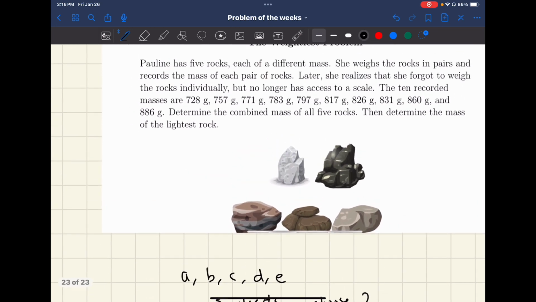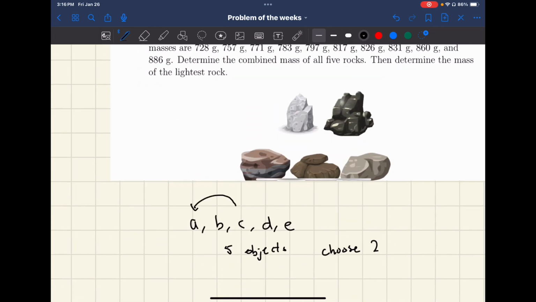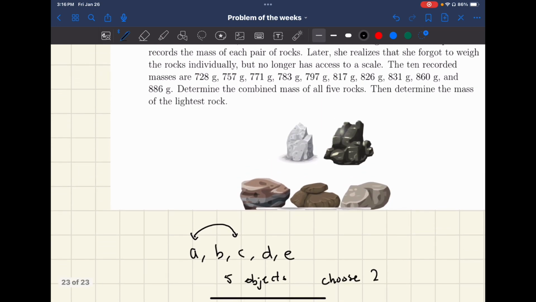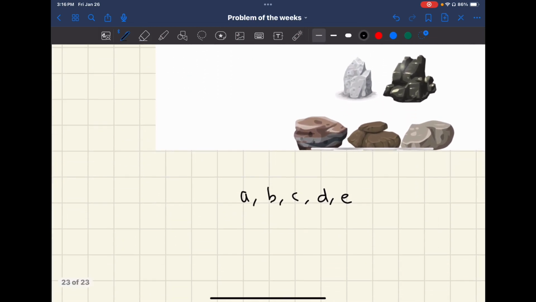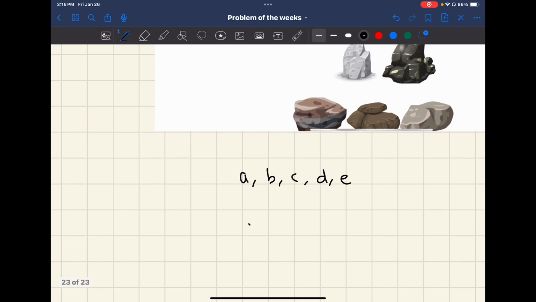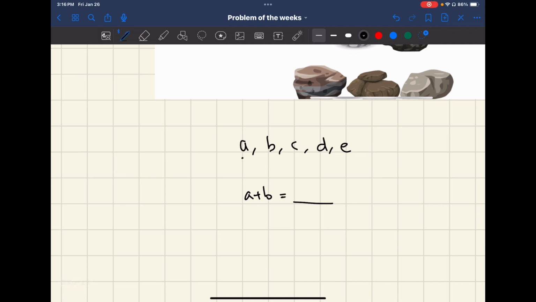And in this question, for each of these pairs, we are given a mass. We don't know which of these pairs they are, but we know the masses, right? Well, one thing you have to realize in this case is that, let's just start pairing them together. One pair would be A plus B equals that, and then A is going to be paired with every single one of C, D, and E. And same thing with B. B is going to be paired with every single one of these other rocks, right?